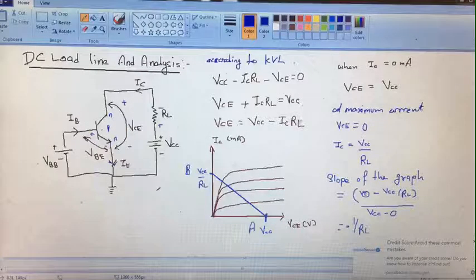Now we will discuss biasing of the transistor in our next lecture.